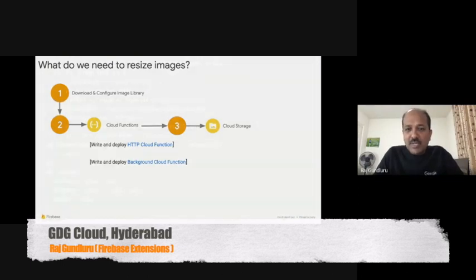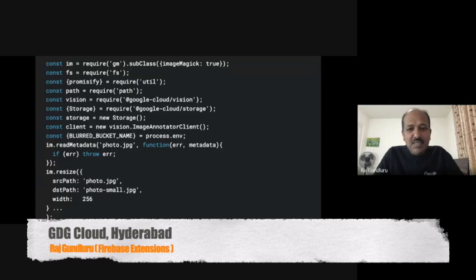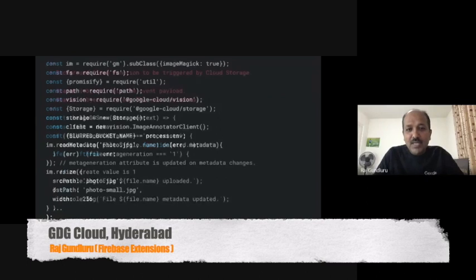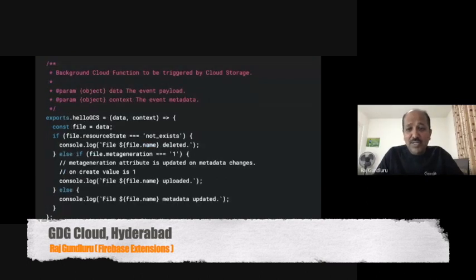So let's see how the code snippet looks. This is a code snippet for image resizing using the ImageMagick library. I'm only showing you a few lines of code here. I've excluded all the boilerplate code. But you can see this is a lot of lines of code already, almost 20 lines. If I include all the error handling and other stuff, it can quickly go into numerous lines of code. And how about the background function? You generally need a background function when you want to invoke the previous cloud function based on some event. So already two different functions to handle image resize.